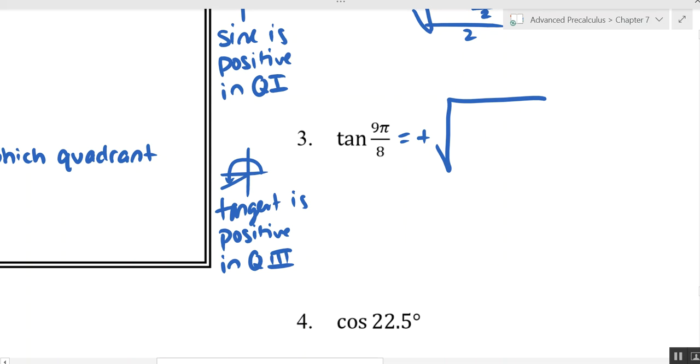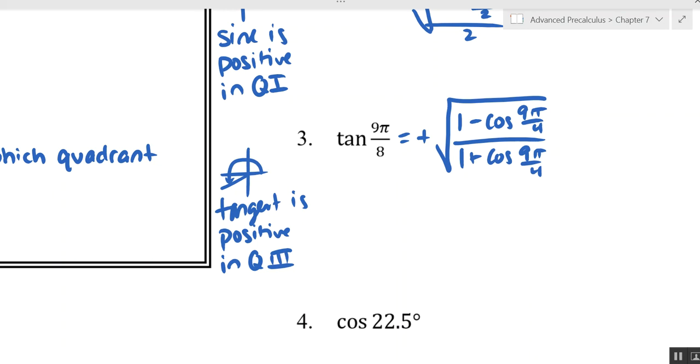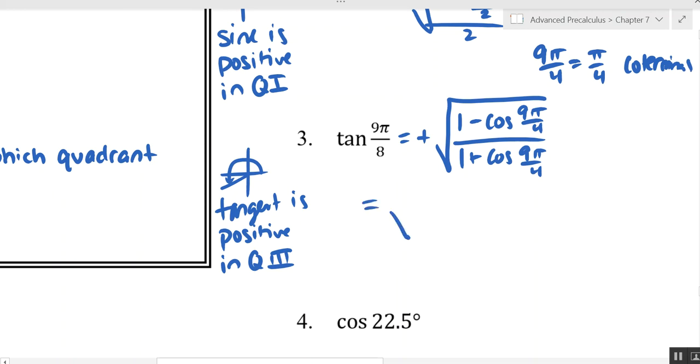And let's do 1 minus cosine of theta. And that would be 9 pi over 4 over 1 plus cosine of 9 pi over 4. And again, we're doubling that angle from 9 pi over 8 to 9 pi over 4. Notice that 9 pi over 4 and pi over 4 are coterminal. So we'll essentially evaluate that at pi over 4 instead of 9 pi over 4. We're going to get the same answer.